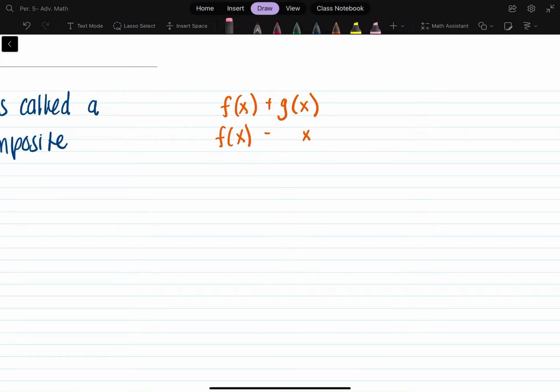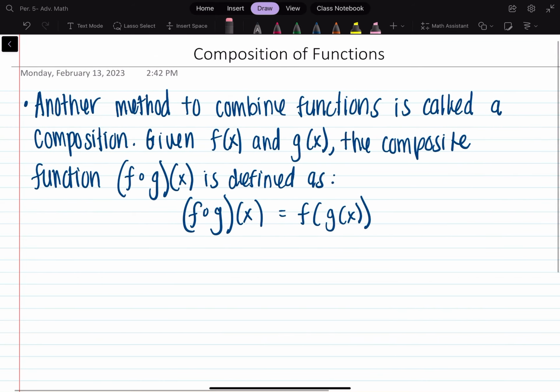And today we're going to be talking about another way that you can combine functions, which is taking the composition of them. As it says here, another method to combine functions is called a composition. Given f of x and g of x, the composite function, f of g of x, is defined as, here it is, and that's how you pronounce it, by the way. You would say f of g of x. So we have f of g of x is equal to f of g of x.